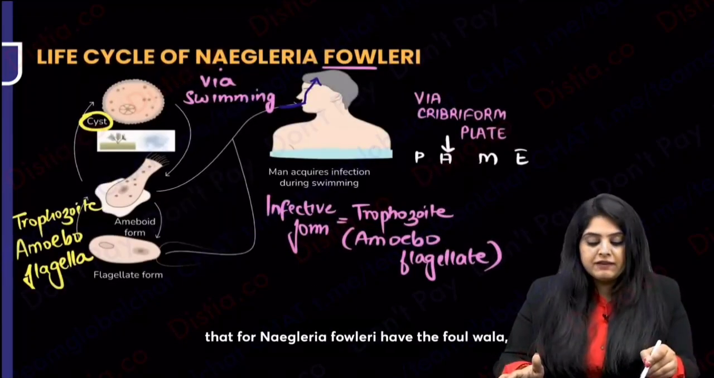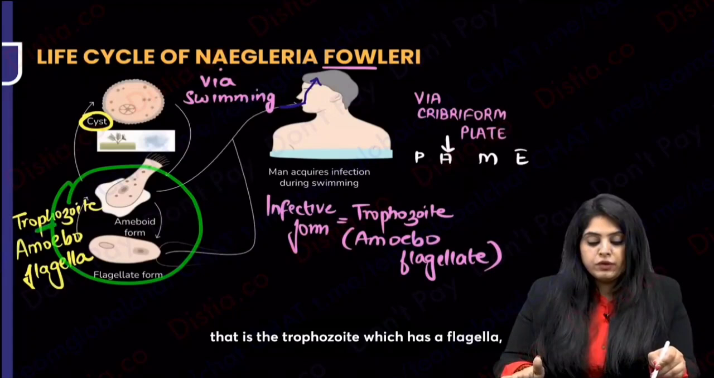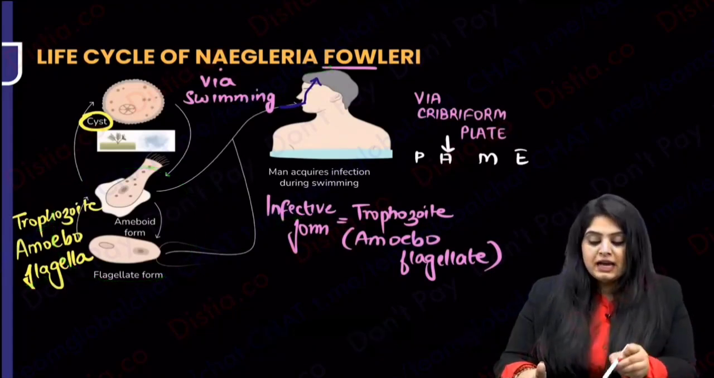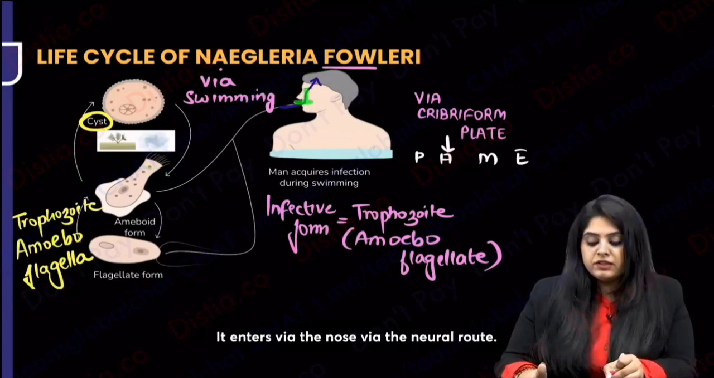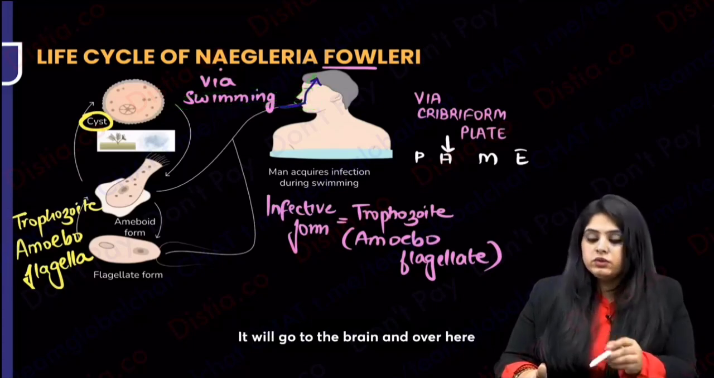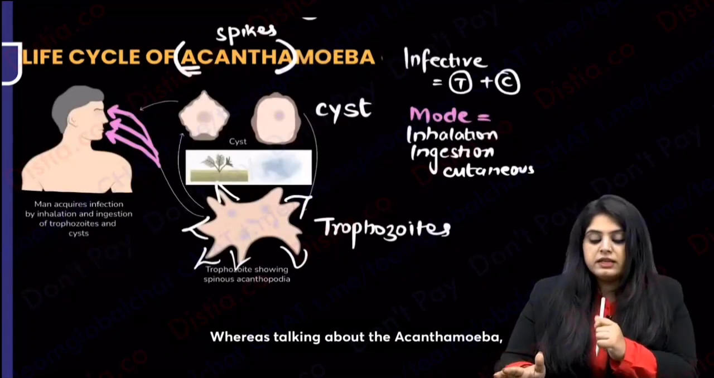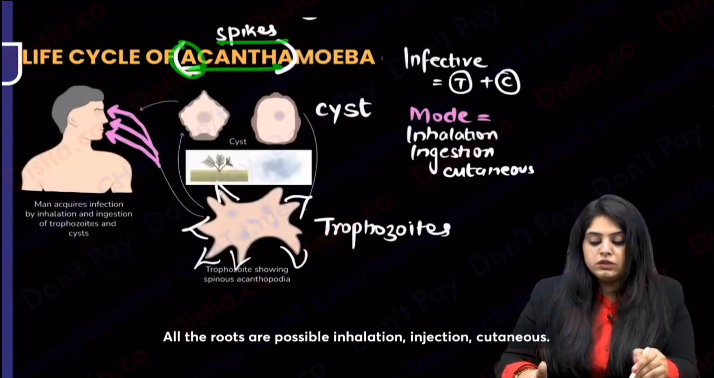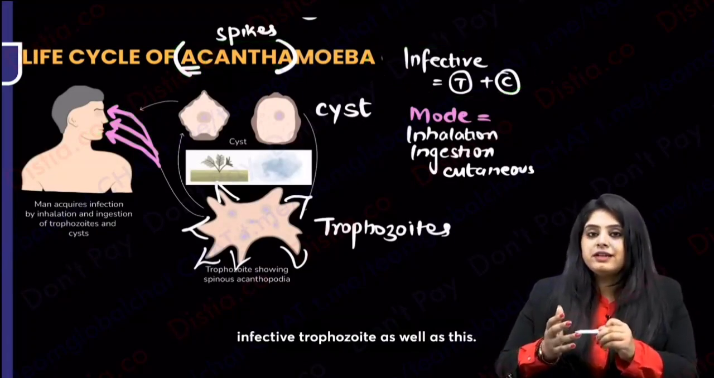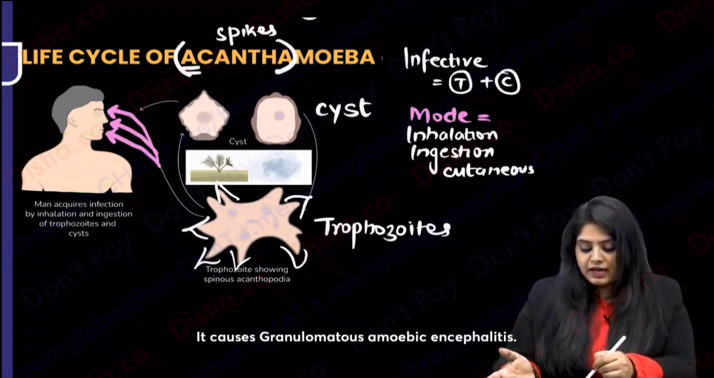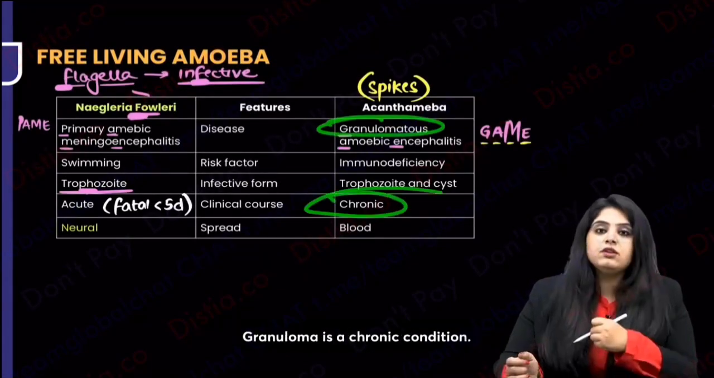For Naegleria fowleri, I have the foul one, that is the trophozoite which has a flagella, that is the foul, and that is what is going to be the infective form. How does it enter? It enters via the nose, so via the neural route. From swimming it enters into the nose, via the neural route, cribriform plate, it will go to the brain, and over here it is going to cause primary amoebic meningoencephalitis. Whereas acanthamoeba has spikes, all the routes are possible, inhalation, ingestion, cutaneous, and all the forms are going to be infective, trophozoite as well as cyst. So when it's going everywhere in the body, it's going to travel via the blood. What does it cause? It causes granulomatous amoebic encephalitis. Granuloma is a chronic condition.